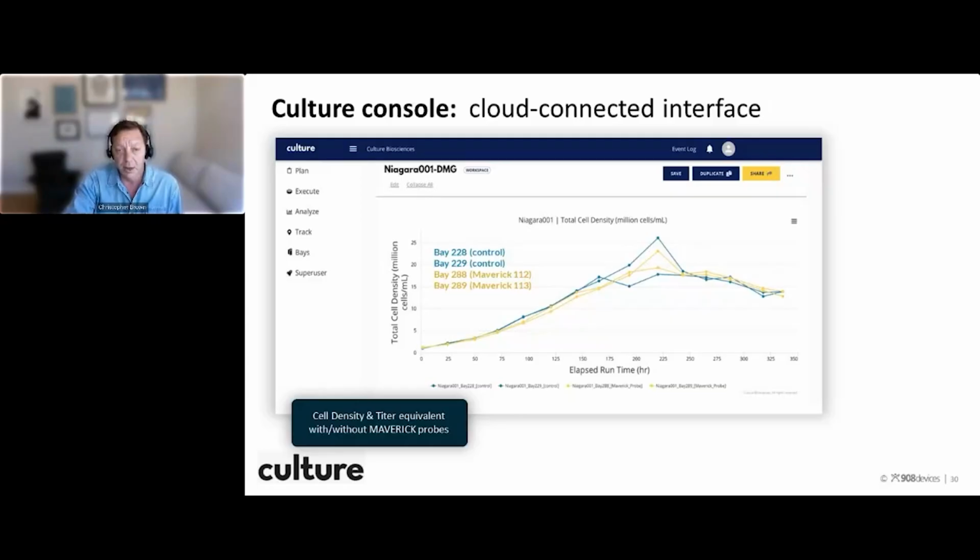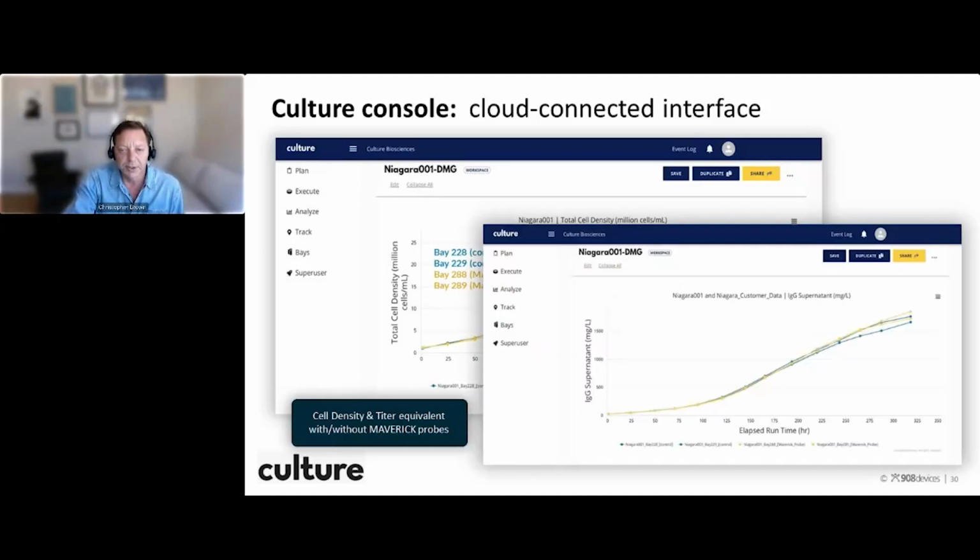So they have many bioreactors at Culture. We were using bays 88 and 89 for the processes that Maverick was monitoring, and then they had 2 that were running as controls. So same process, same feeding strategy, timing, but we wanted to make sure that Maverick wasn't disrupting cell growth. And as you can see here, in terms of the controls versus Maverick, no difference effectively in total cell density between the controls and the Maverick-monitored reactors, and likewise for titer, which was great.